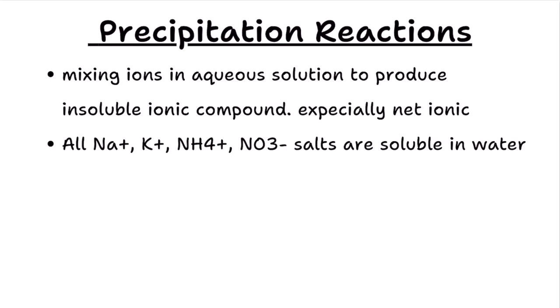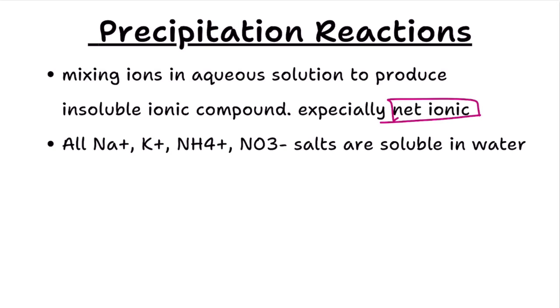The very last is precipitation reaction. A precipitation reaction occurs when you mix the solutions of two different types of solution, and then they form an insoluble ionic compound. Remember that for all precipitation reactions, you will have to write the net ionic equation to really know what is going on, or which reactants are participating in the reaction. And for this, we don't have to memorize the solubility rule.